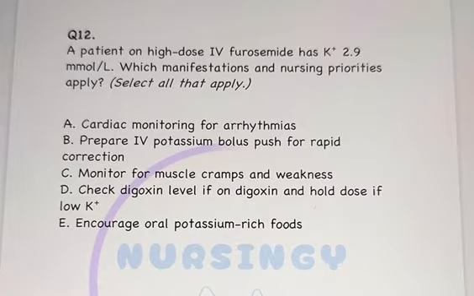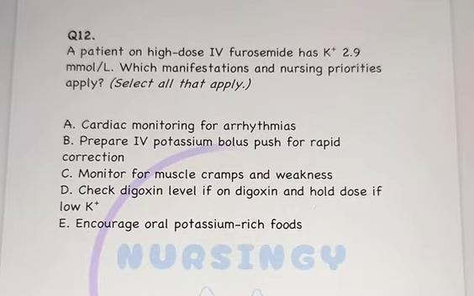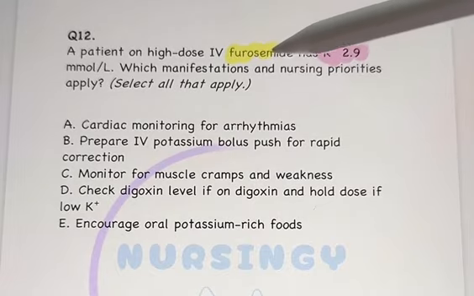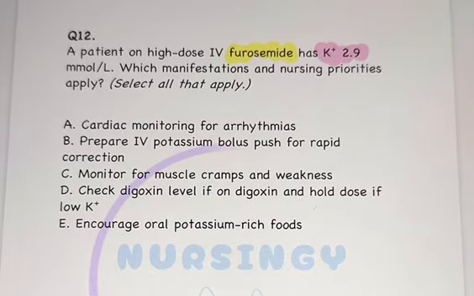A patient on high dose IV furosemide has potassium 2.9. We know furosemide is a loop diuretic, and that does excrete potassium, sodium, and water. Which manifestation and nursing priority apply? Select all that apply. So what is the normal level of potassium? 3.5 to 5. Everyone happy with that? And now we are having hypokalemia from furosemide.